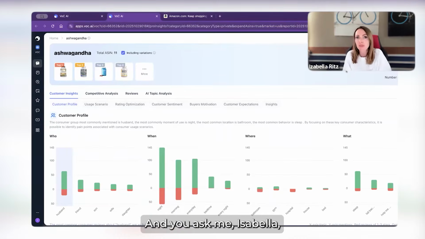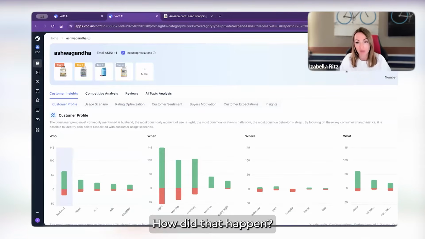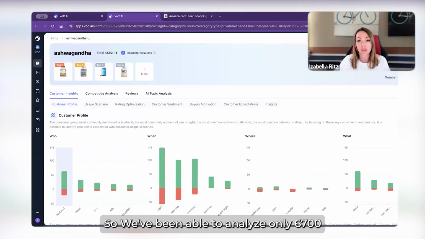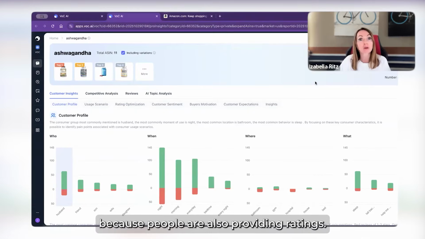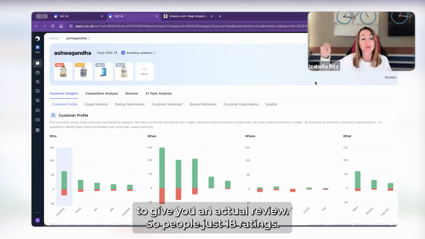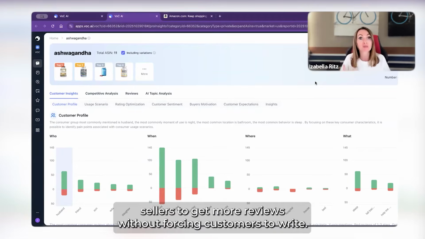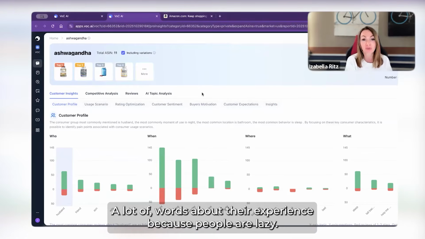6,776 reviews. And you ask me, Isabella, you've been just clicking onto the listings that have over 50,000 reviews. How did that happen? So we've been able to analyze only 6,700 because people are also providing ratings. And if you have opportunity for the rating or the review, a lot of people are lazy to give you an actual review. So people just add in ratings. This is how Amazon was able to help out sellers to get more reviews without forcing customers to write a lot of words about their experience because people are lazy.